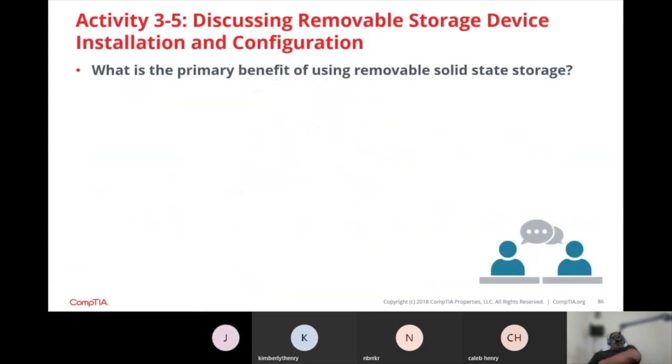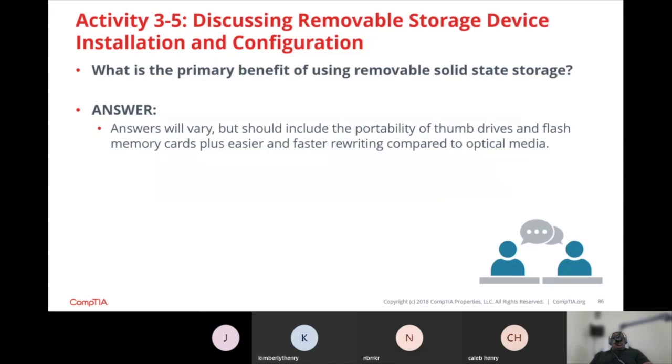What is the primary benefit of using removable solid state storage? Answer will vary, but should include the portability of thumb drives and flash memory cards, plus easier and faster writing compared to optical media. Meaning that you could just drag and drop something really quickly onto an SD card and run off, or a thumb drive and run off. If you had to put it on a CD, then you would have to wait for that CD to be written first.